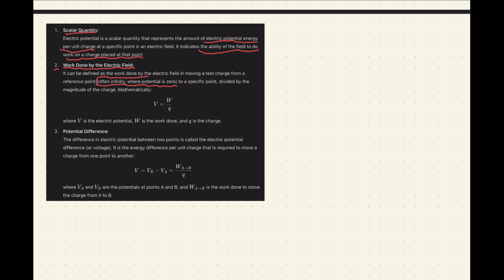So I would say just remember this. We'll get back to it in a second though. To a specific point, divided by the magnitude of the charge. Mathematically, they give you this equation here. This equation is pretty much the same thing as electric potential is electric potential energy divided by the charge. Or I'm writing an arrow over here, not an equal sign. They say work per charge, where, and I'm going to keep reading down here, V is the electric potential, W is the work done, and Q is the charge.